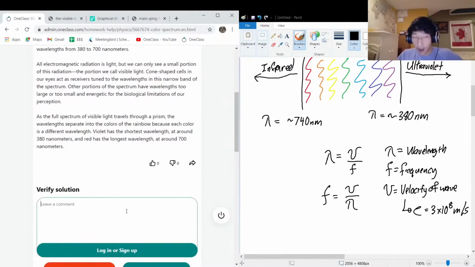Visible light. I see. Yeah, the above solution is good.